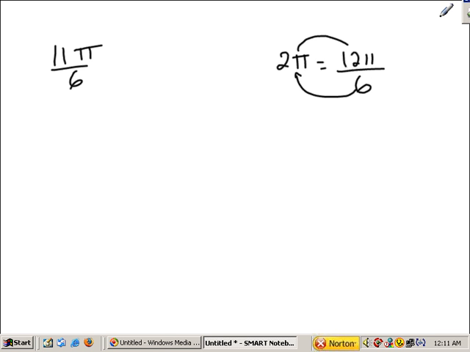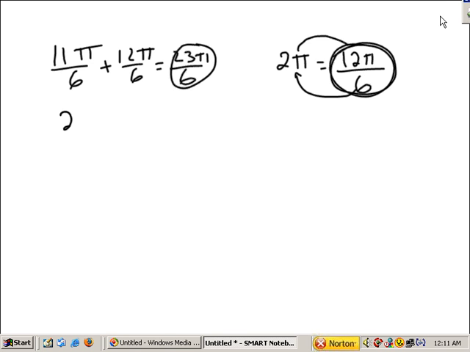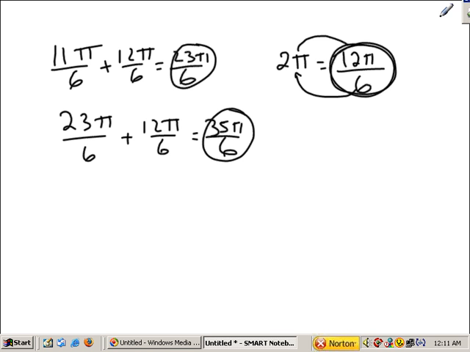So for example, if you have 11 pi over 6, well, you should think of 2 pi as something over 6. That way when you add and subtract, the denominators will be the same. Well, 6 times 2 is 12, so 6 times 2 pi is 12 pi. This is just another way of writing 2 pi. So I will add 12 pi over 6, the denominators are the same, add the numerators. That's one answer. I'll take that answer, which is positive, and I'll add 2 pi, 12 pi over 6, and I'll get 35 pi over 6. There are my 2 positive answers.